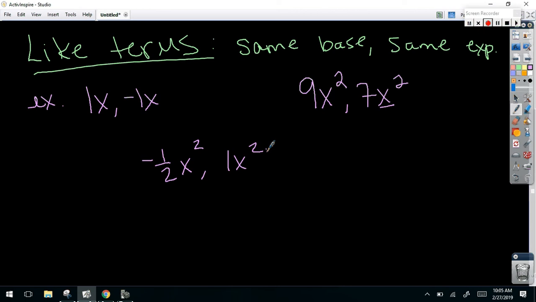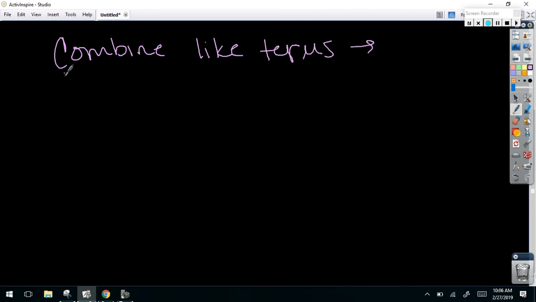All right? So, with like terms, we can combine like terms, only like terms. When I say combine, I'm talking add or subtract. All right, so we can combine like terms, meaning we can add them, okay? When we do, we only combine the coefficients.